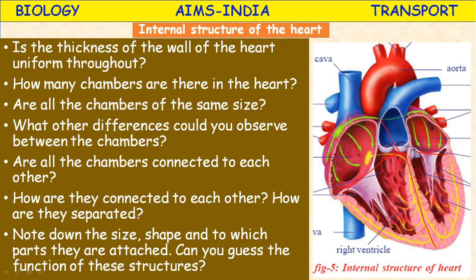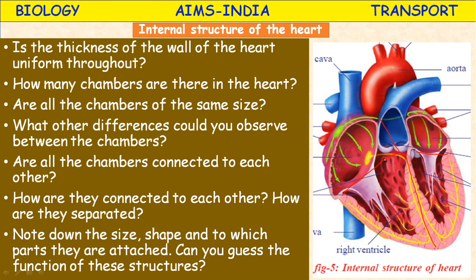So that's why the mammalian heart is well developed and sophisticated. The internal structure is related to its function. So not only the human heart, even if you take a goat or sheep heart, the same arrangements will be there. Next question: how are they connected to each other? How are they separated? Just now we have discussed.